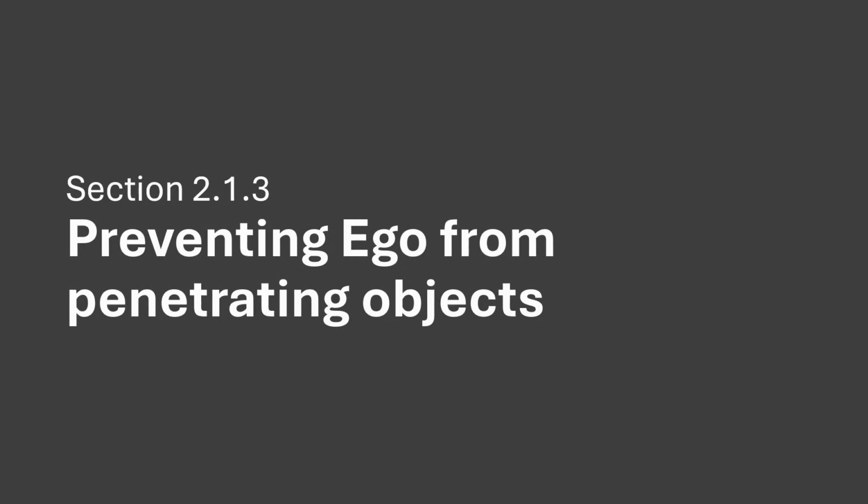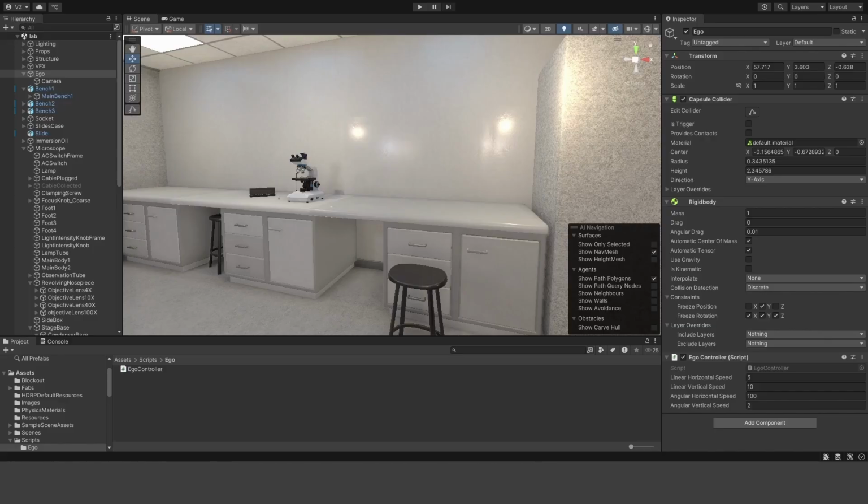2.1.3 Preventing ego from penetrating objects. Another thing left for implementation is the impenetrability of the virtual lab's static objects by ego, that is, the furniture, such as benches, stools, and the walls. For the furniture to be impenetrable, not only ego, but each piece of furniture too needs to have a collider and a rigid body. Walls' impenetrability is implemented in the same manner, with the exception that their game objects do not need to have rigid body components.